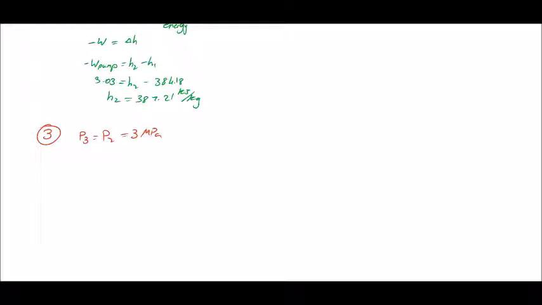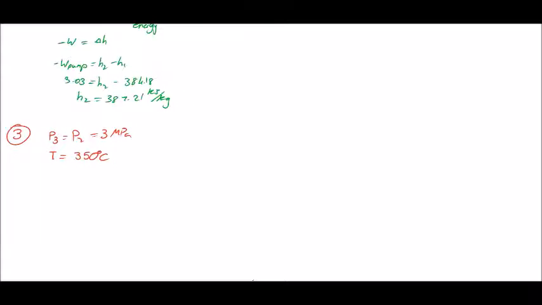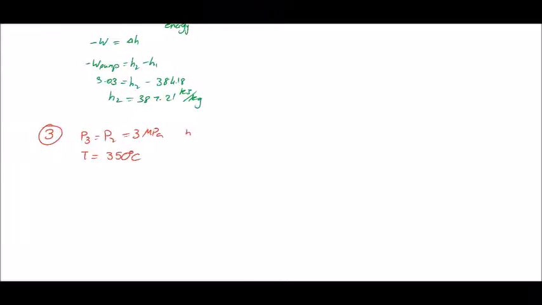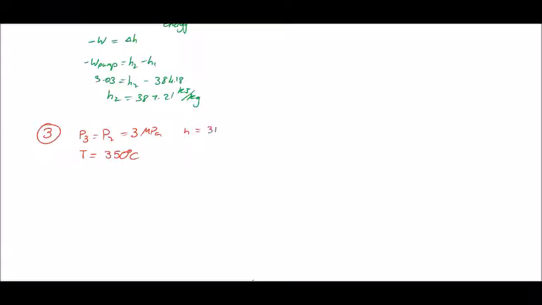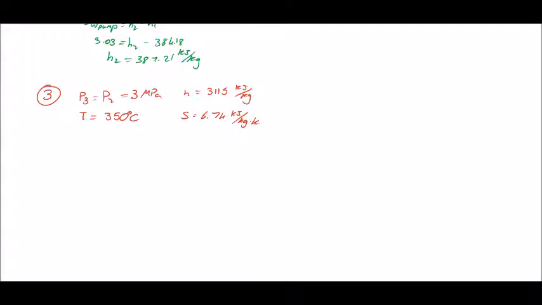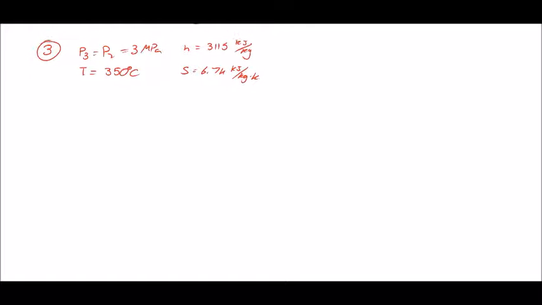We are also given the temperature at state 3 in the problem, 350 degrees Celsius. So we have the pressure, we have the temperature. So all we have to do is look in our property tables and find the enthalpy and entropy. So enthalpy is going to equal 3115 kilojoules per kilogram. And the entropy is going to equal 6.74 kilojoules per kilogram times Kelvin. State 3 is done. That was the easiest and fastest step we have done. Now we can move on to state 4.